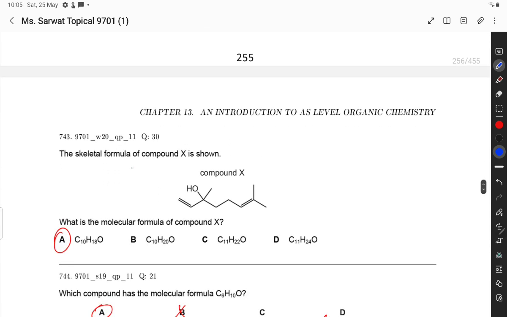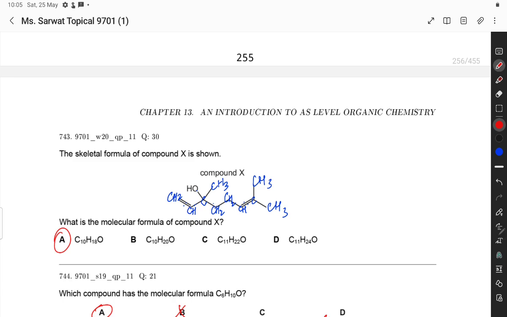Next question: the skeletal formula of compound X is shown. What is the molecular formula of compound X? This is CH2, this is C, 1 2 3 CH, this is C 1 2 3 and 4, and this is CH3, CH2, CH2, and this is CH, 1 2 C, CH3, and this is CH3.